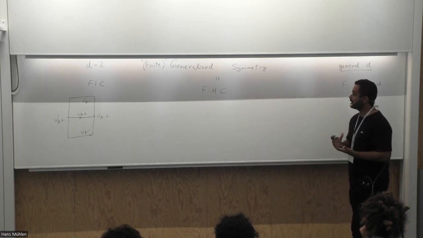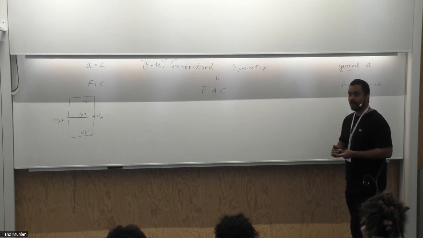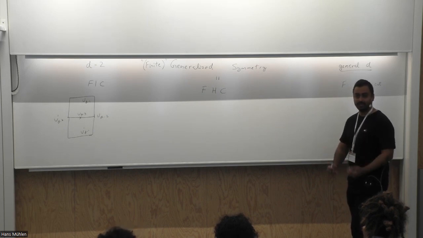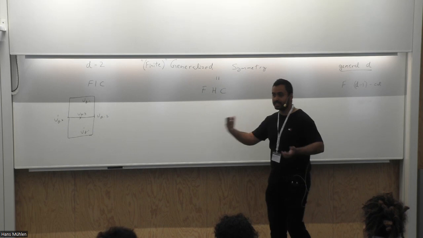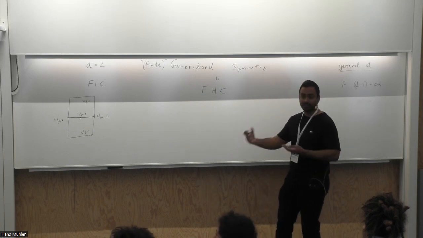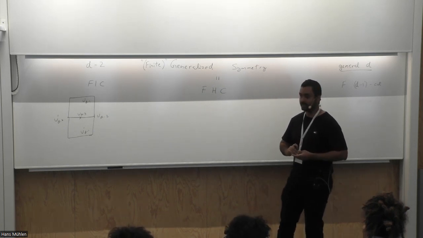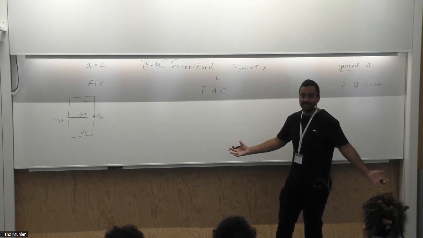And now we want to understand that given a fusion higher category, how can it act on operators in a theory? This symmetry might be realized in different theories, and it might have different actions on operators in those theories. So we want to understand all possible actions that are there.